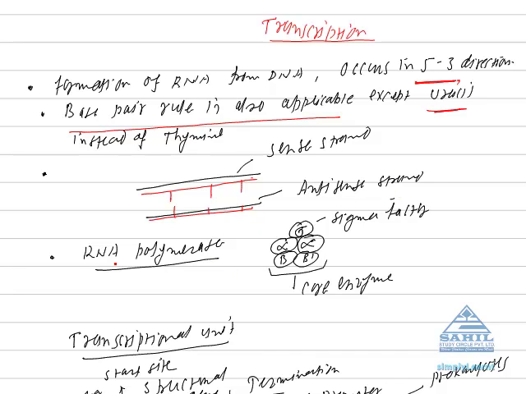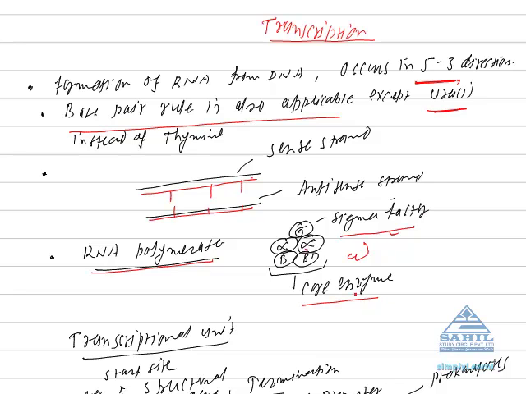For transcription, the most important enzyme is RNA polymerase enzyme. RNA polymerase enzyme consists of two parts, core enzyme and sigma factor. Core enzyme consists of at least 4 polypeptides, 2 alpha, 2 beta, and omega, which may or may not be present. The other component of RNA polymerase enzyme is sigma factor.